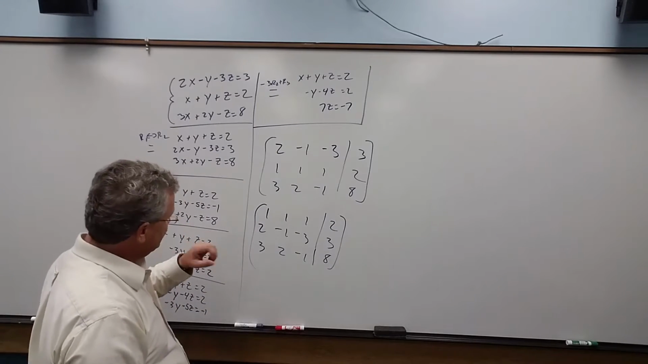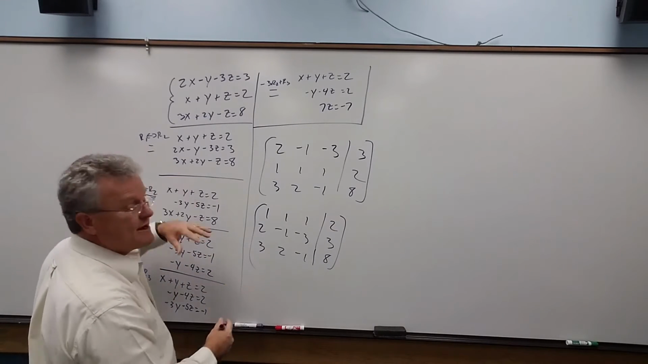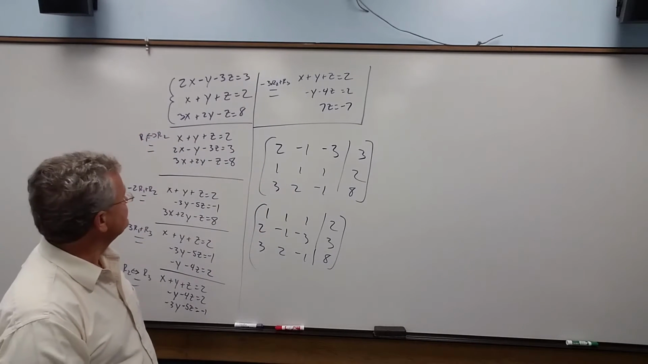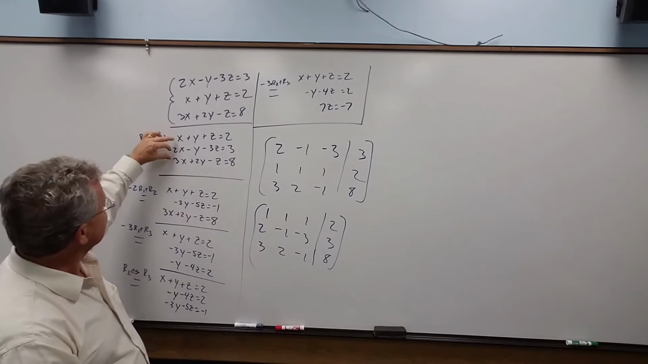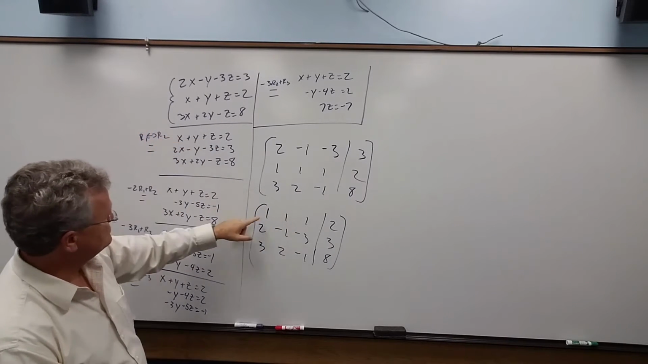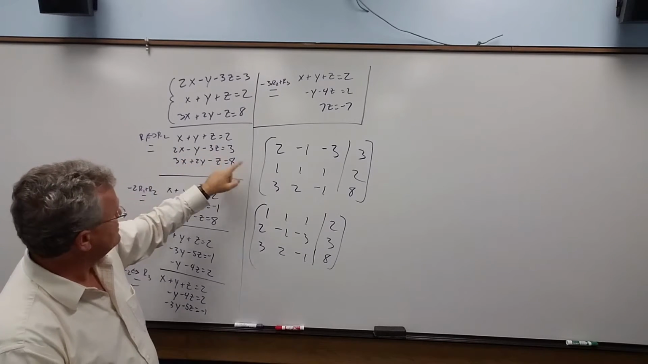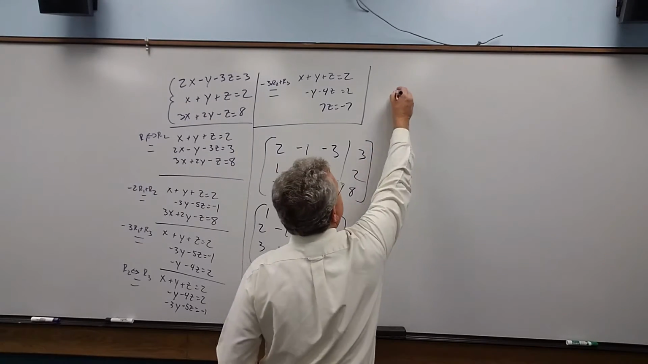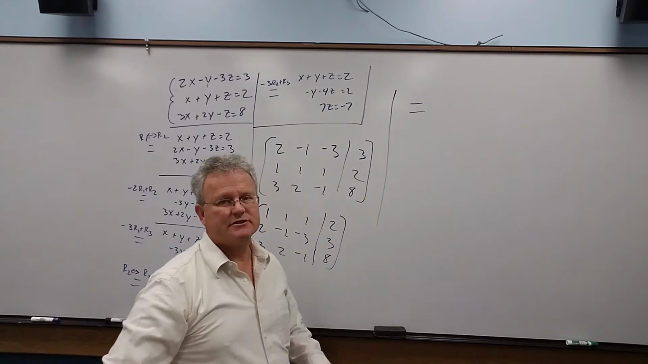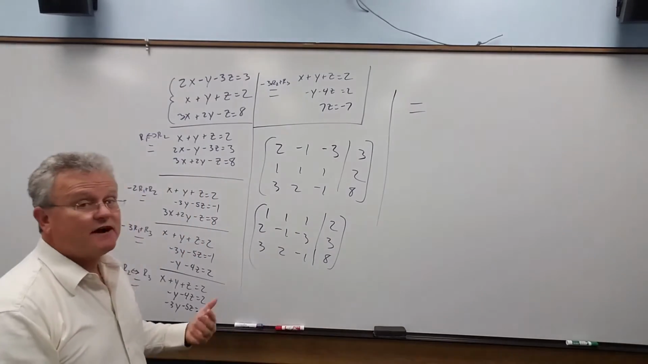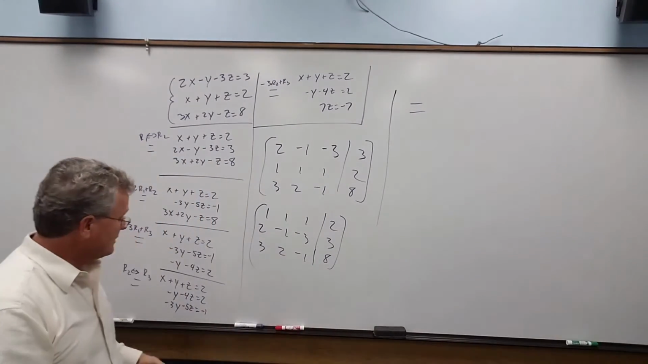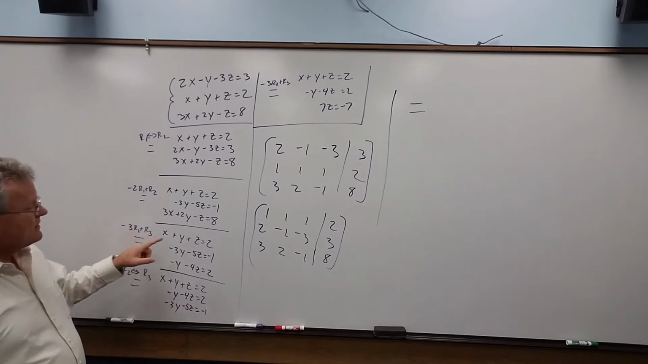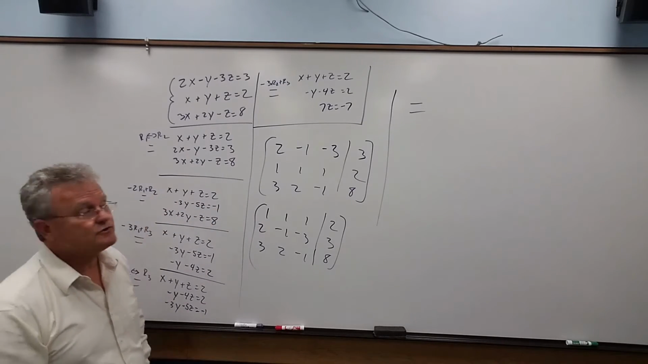I should keep track here just like I am here. I'm neglecting that, but it's just to keep track of the operations we're doing. So now we notice this matches this: 1, 1, 1, 2, 2, -1, -3, 3, and 3, 2, -1, 8. Now the next step I'm going to do 2 steps at once, just to take less time. If I was teaching students, I would do each step one at a time. Our next step is we multiply row 1 by -2 and add it to row 2.